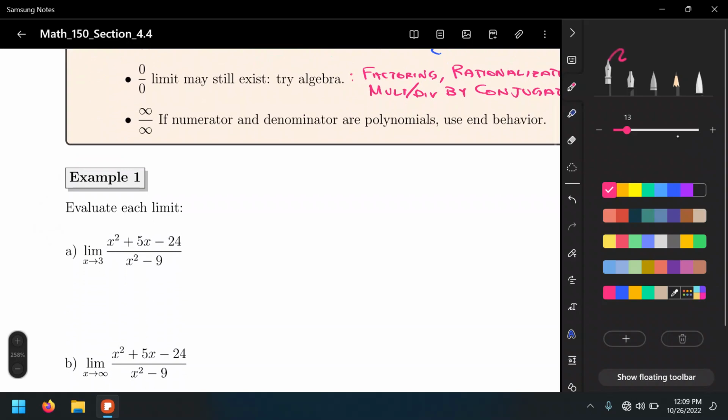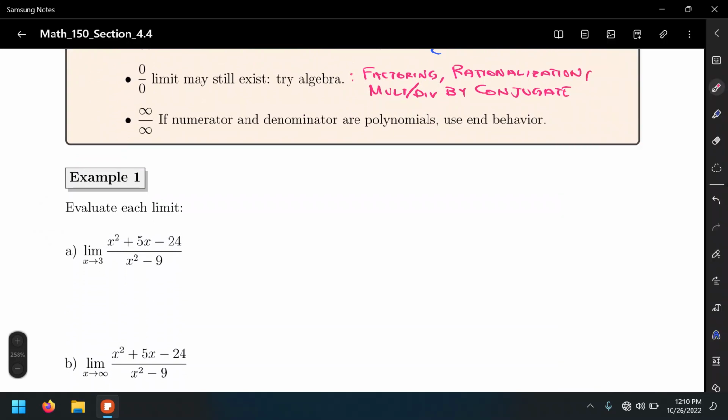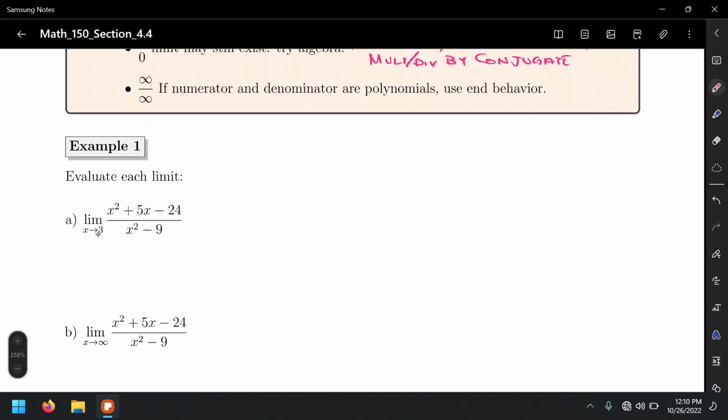So let's apply some of this just to review. Okay, so what do we have in this case? Number 1, let's try direct substitution. And well, so what are we going to have here? 3 squared plus 5 times 3 minus 24 over 3 squared minus 9. And in this case, well, that's a 9 plus 15 is 24 minus 24, 0. 3 squared, which is 9, minus 9, that's 0.